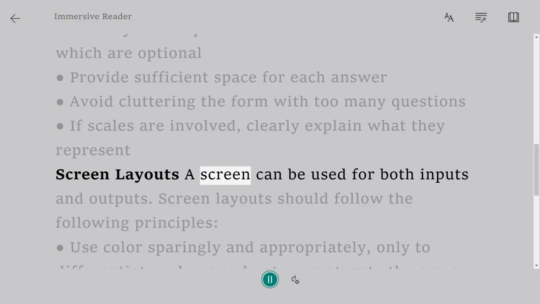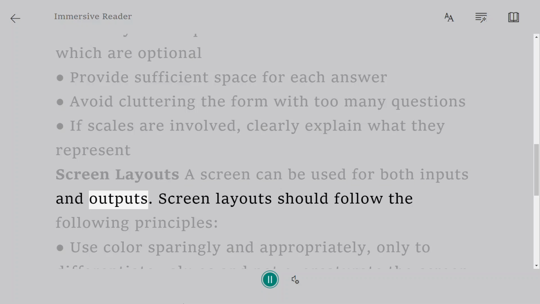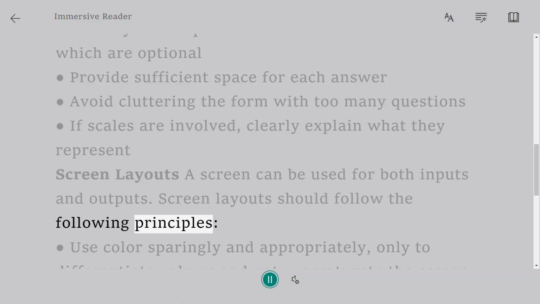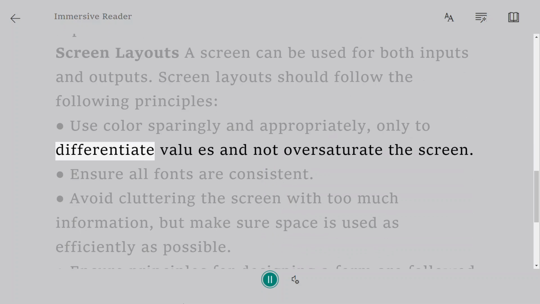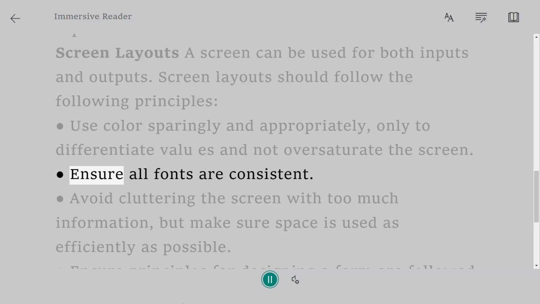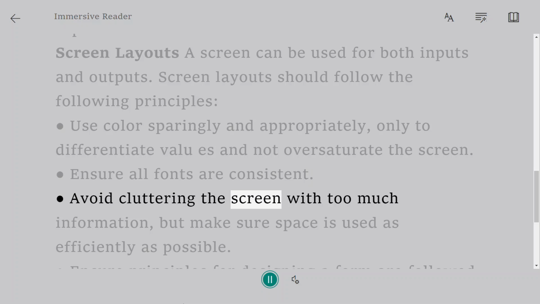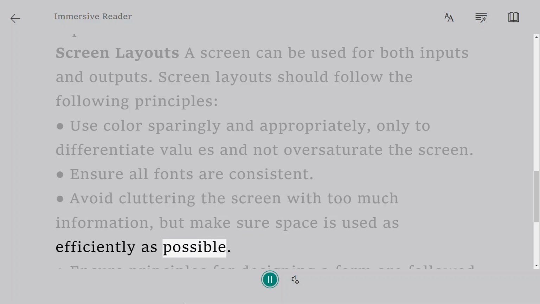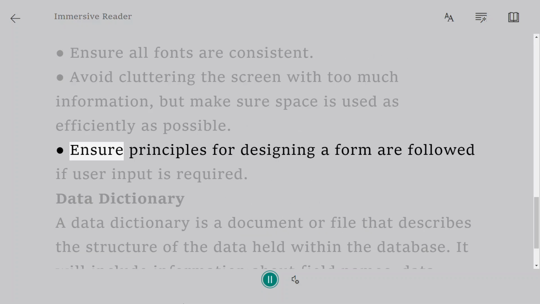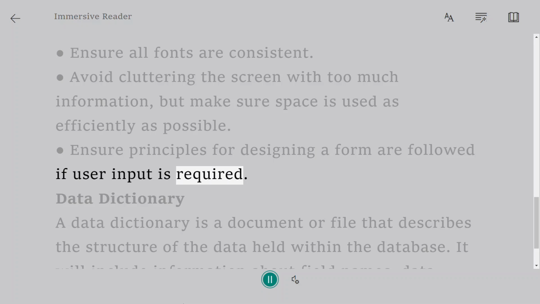Screen layouts. A screen can be used for both inputs and outputs. Screen layouts should follow the following principles. Use color sparingly and appropriately, only to differentiate values and not oversaturate the screen. Ensure all fonts are consistent. Avoid cluttering the screen with too much information, but make sure space is used as efficiently as possible. Ensure principles for designing a form are followed if user input is required.